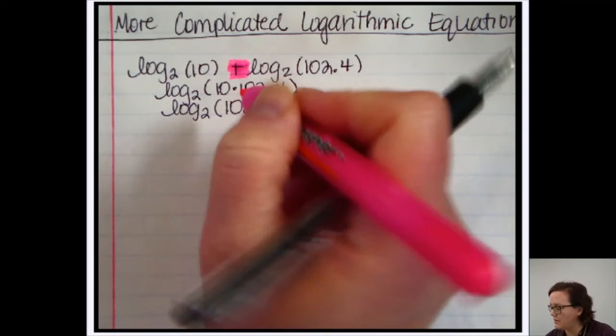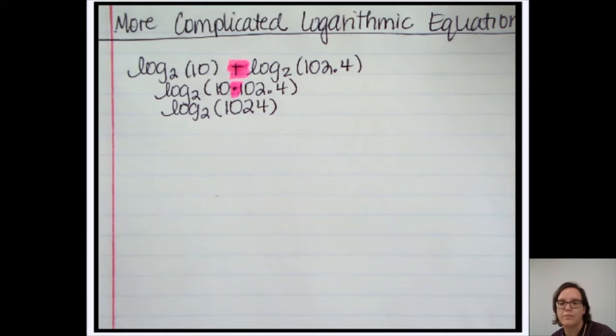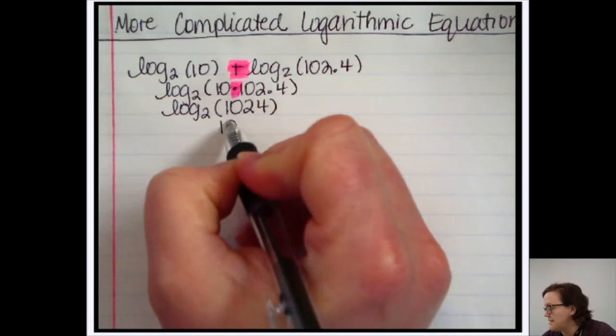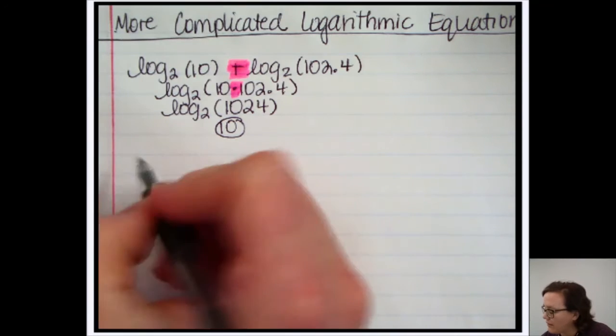Then using our chart, or if you need to, you can use your calculator, we want to know what power of 2 makes 1,024. And it should be 10. So there we used our logarithmic property to simplify something that we couldn't before. Let's look at another one.